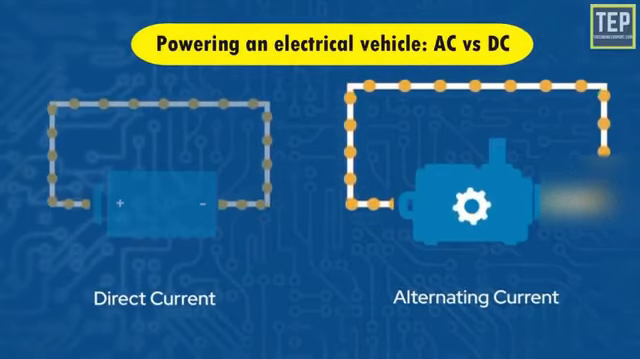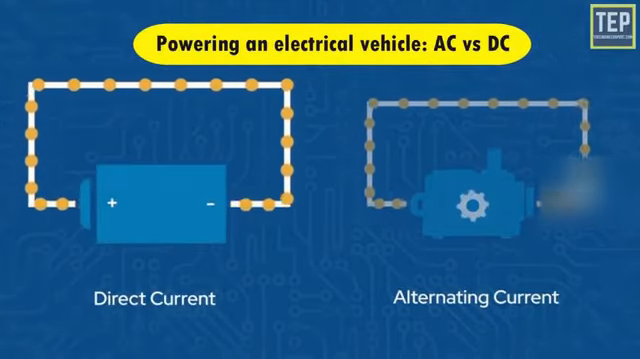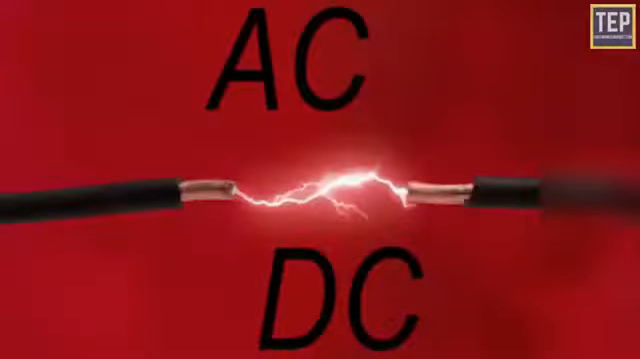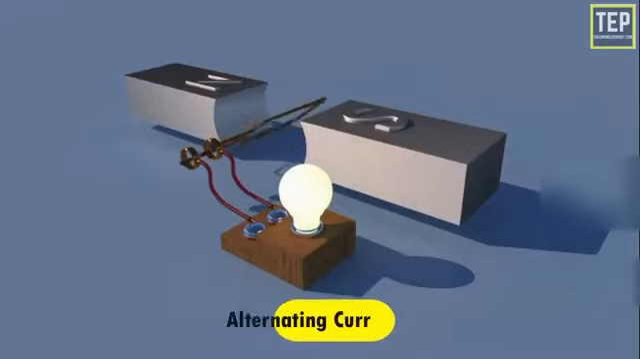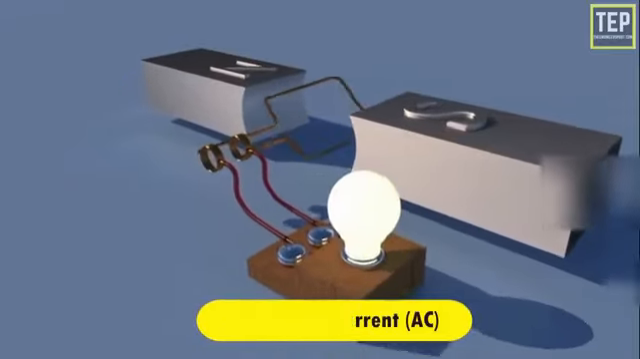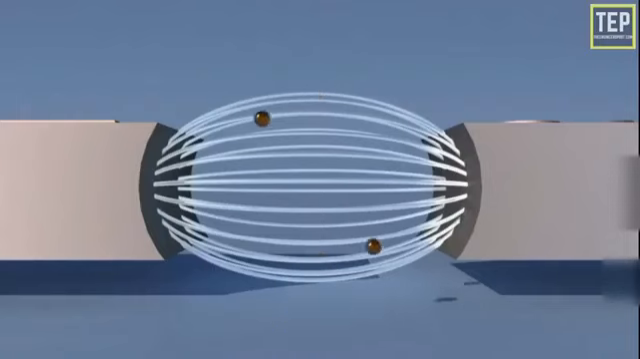Powering an electric vehicle, AC versus DC. First things first, if you want to understand how an electric car motor works, you need to know the difference between AC and DC. Electricity moves through a conductor in two ways. AC stands for alternating current. It is described as electric current in which the electrons periodically change direction at a determined frequency, like the pendulum on a clock.